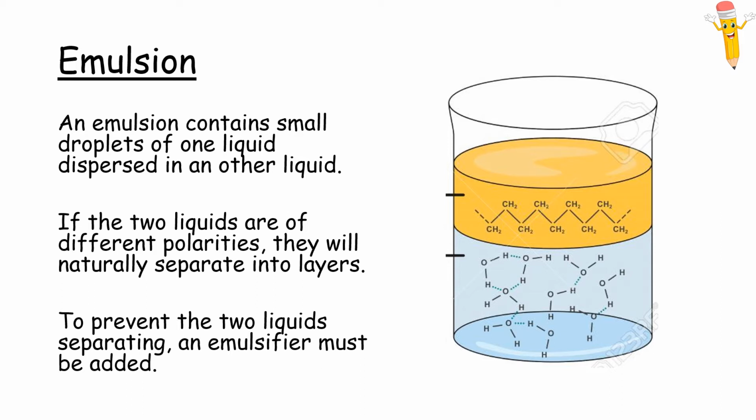So this is where emulsions come in. Emulsifiers are used to prevent the two liquids separating. An emulsifier is added in order to prevent the separation. When an emulsifier is added, you have an emulsion.